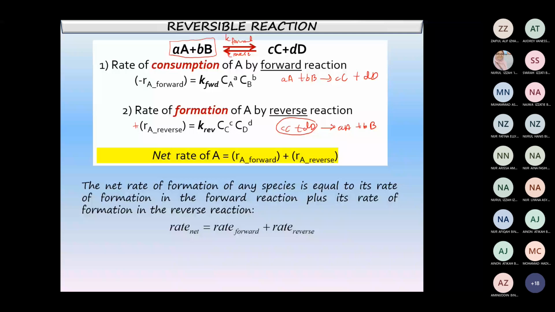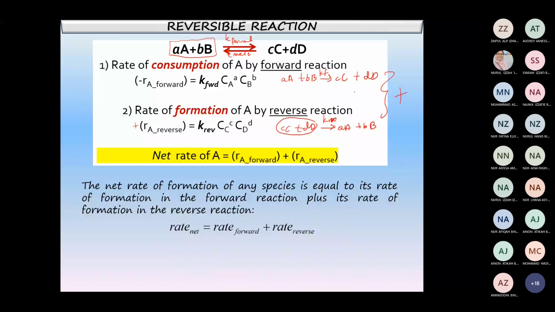Okay, so this one is k reverse C_C times C_D, to the power of the order of reaction. Basically, this is how I will write it. This should be k_F and this one should be k reverse, or we can write k_R. It's up to you. So the net rate of A is equal to the summation of both directions, forward and reverse.